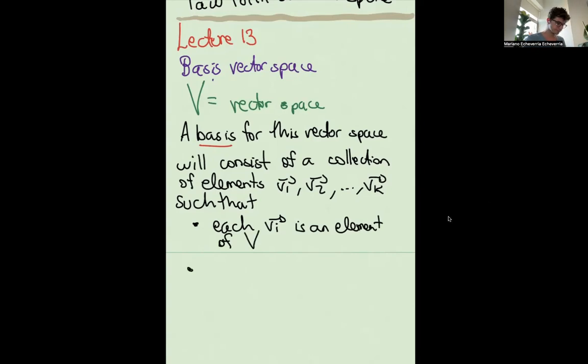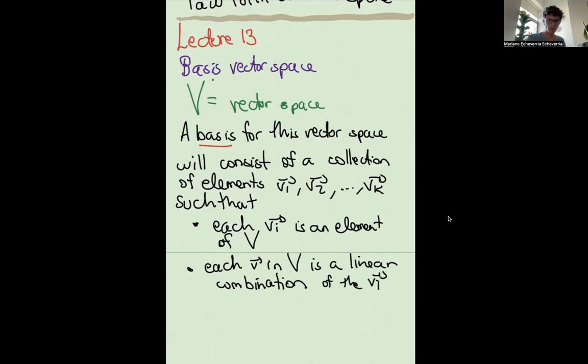And then each v in V is a linear combination of the vi. And the last property is that the vi are linearly independent.